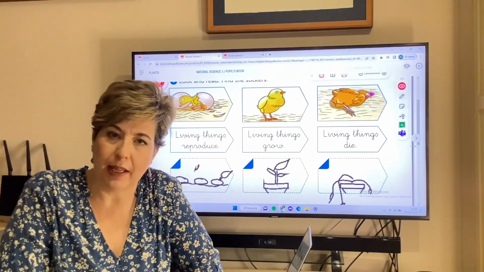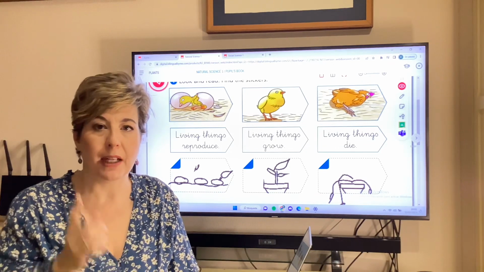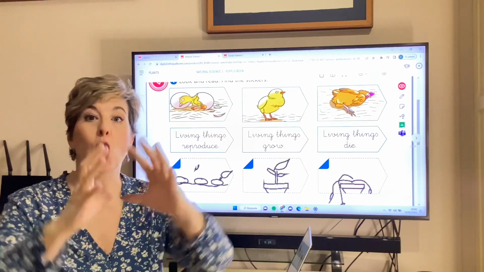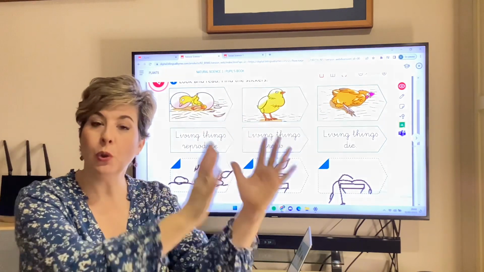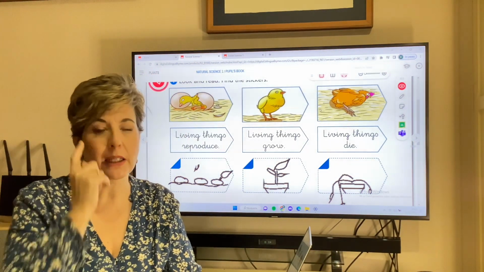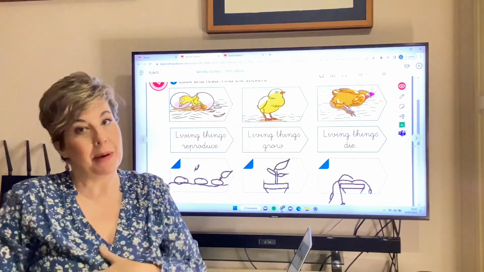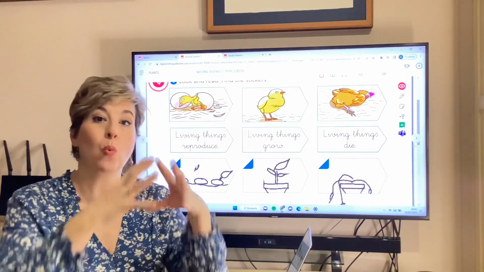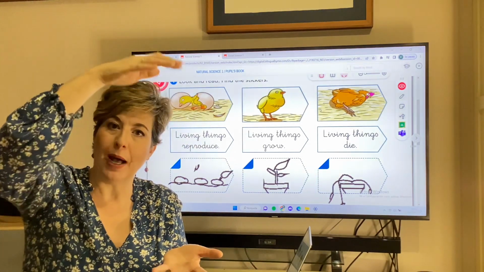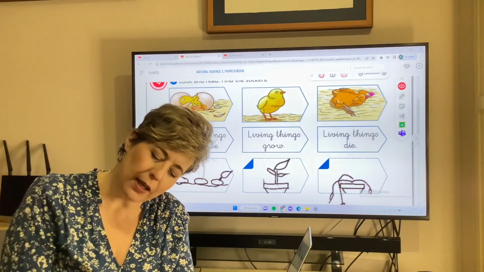Why are we living things? Okay, let's remember. We are living things. We are born, grow, reproduce, and die. Do you remember that? Those are the 4 steps of living things. We are born from the mother or from an egg. We grow from baby to child to teenager to adult. And then when we are elderly people, we die.